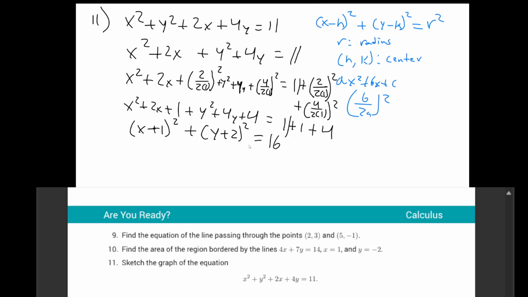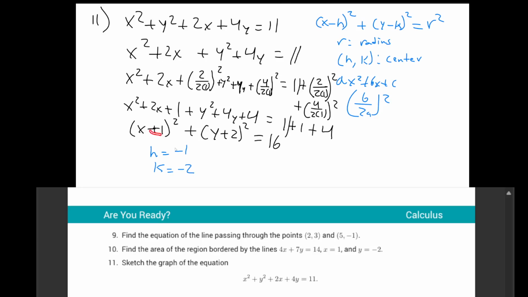Okay. So now, hopefully, we understand that r is the radius, this is r squared, and h comma k is the center. We can identify our variables here, so we know that h will equal negative 1, and k will equal negative 2. Remember, it's the opposites, right?